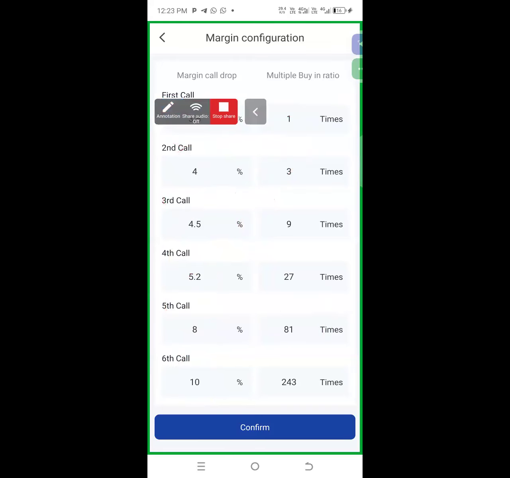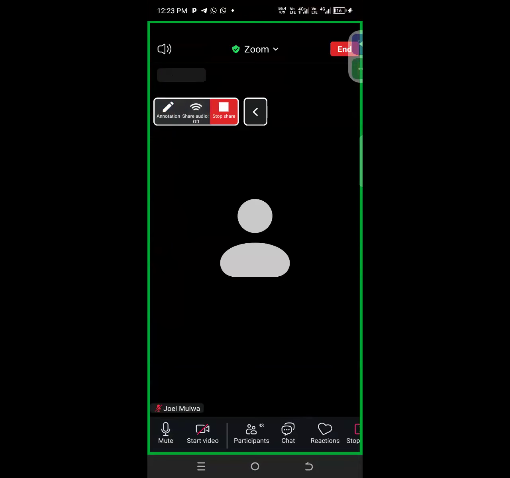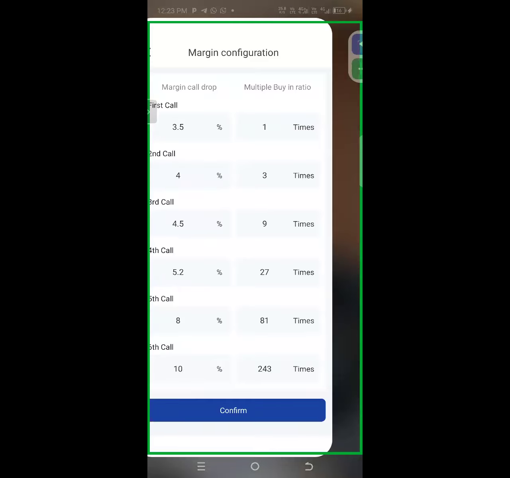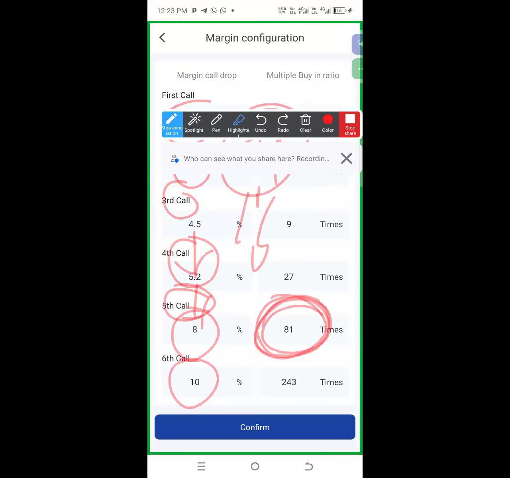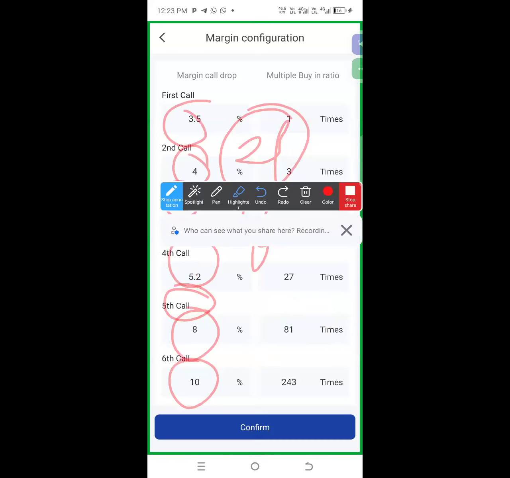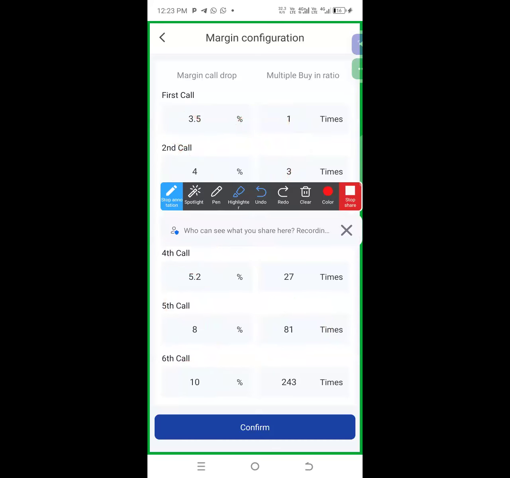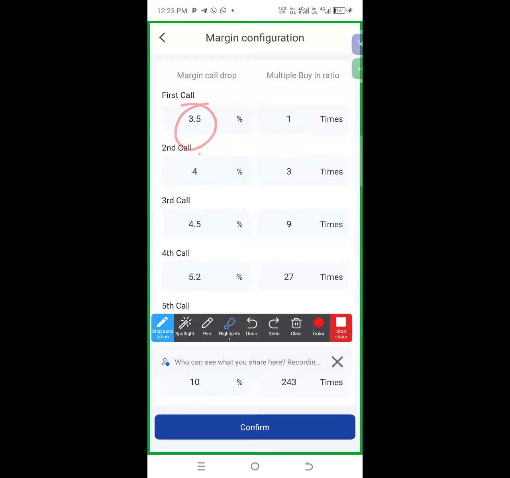I don't know if you get the idea. Do you get it? Oh, I should repeat. What we are saying is this: from the first to the fourth call, the interval shouldn't be too wide. So, for instance, you can see the interval is just 0.5 from the first to the fourth. So from the first call to the fourth call, the interval is not supposed to be too wide.